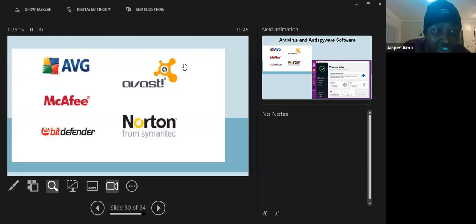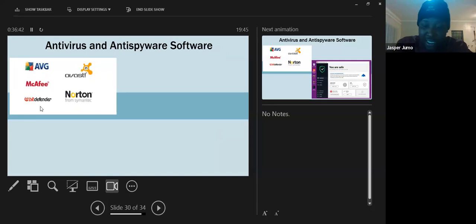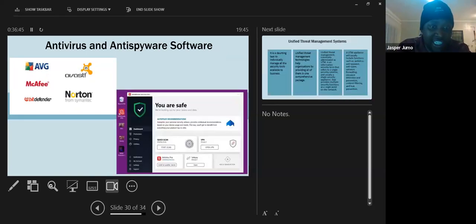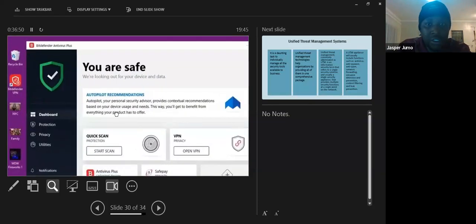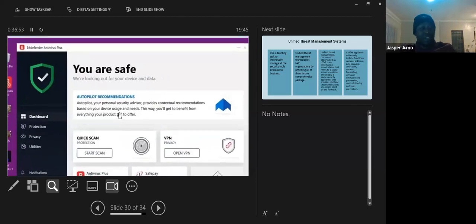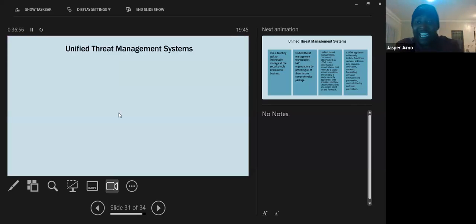AVG, Avast, McAfee. Almost every new laptop has this one, right? Bitdefender, Norton. But obviously, in a market, there has to be a giant. The one I prefer mostly is Bitdefender, because it has been tried and tested. These other ones, Avast, AVG, yeah, they try, but Bitdefender is the one leading the market. So this is an example of the Bitdefender antivirus software. These are examples of antiviruses.